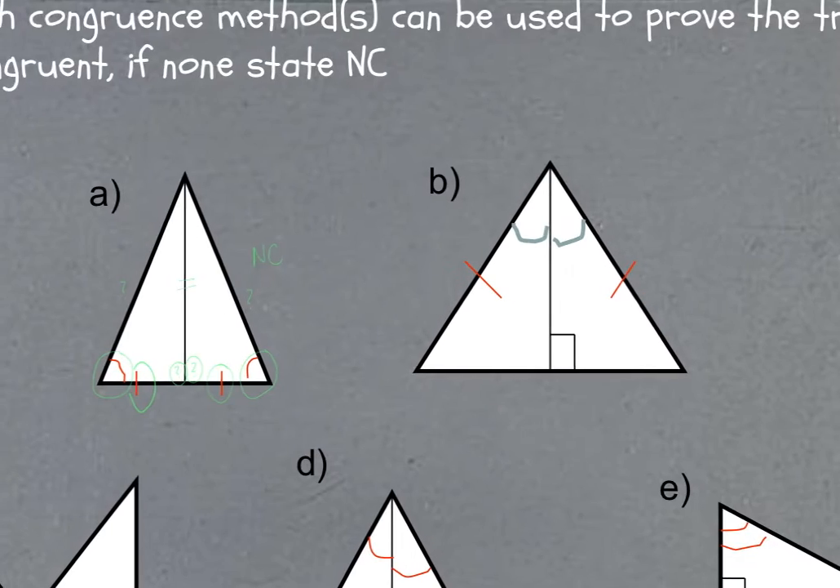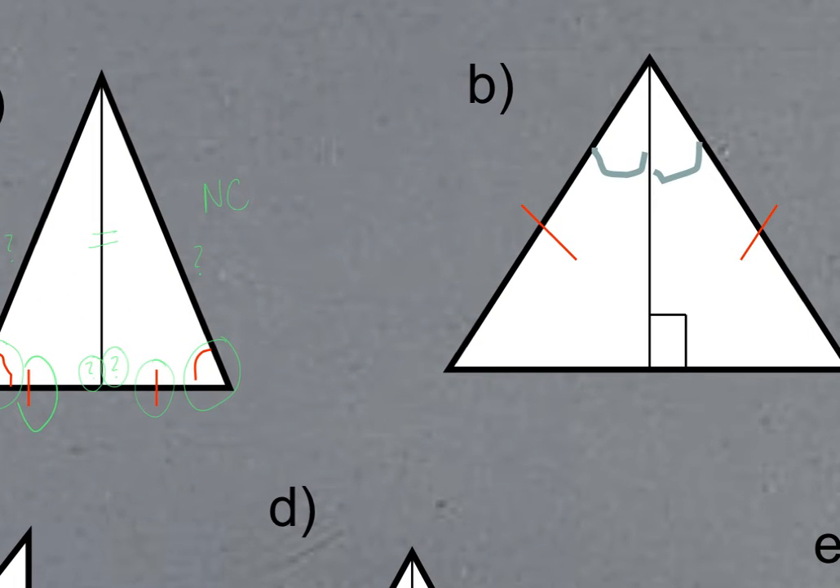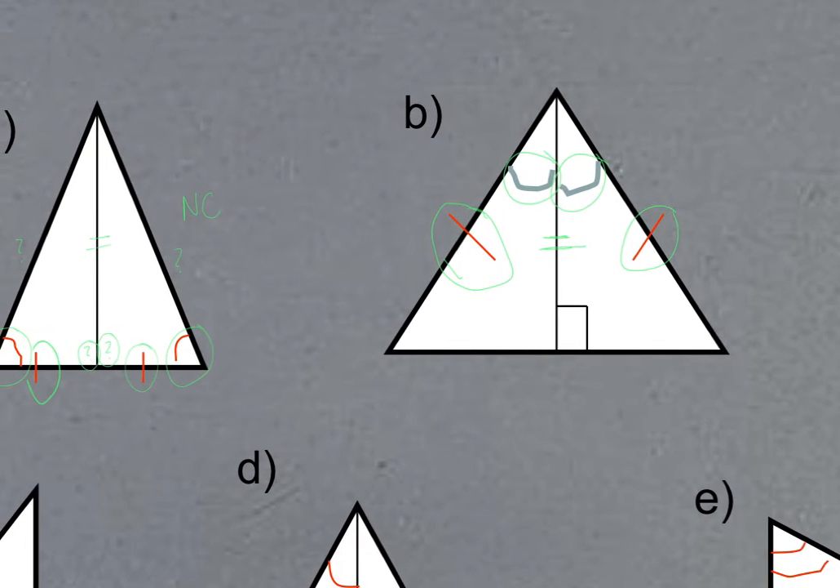Let's take a look at B. We've got a side here, an angle, and a side. A side, an angle, and a side. Can we prove that these are congruent? Yes, by side, angle, side. SAS.